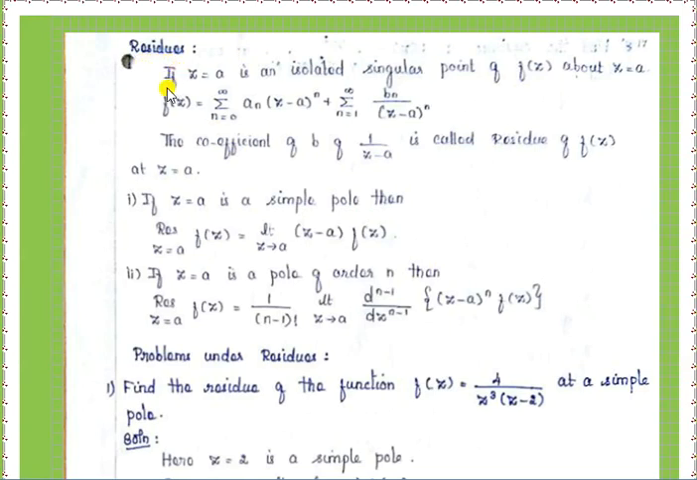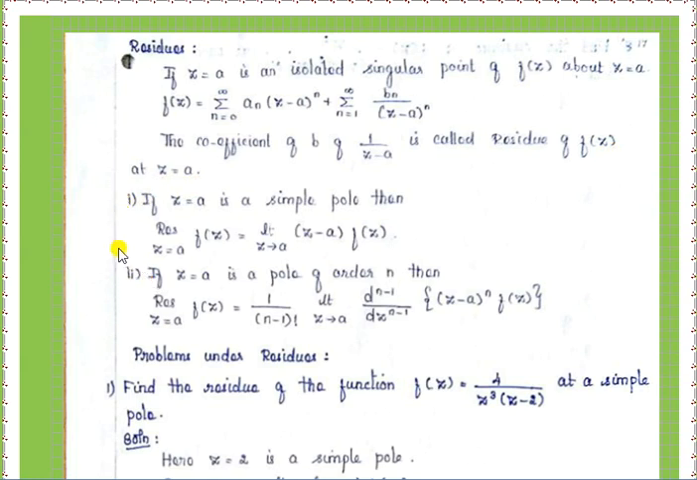So what is meant by residue? If z equal to a is an isolated singular point of f of z, and f of z equal to summation n varies from 0 to infinity a n into (z minus a) whole power n plus summation n varies from 1 to infinity b n by (z minus a) whole power n, the coefficient b 1 by (z minus a) is called the residue of f of z at the point z equal to a. We are having two important formulas for finding residues.